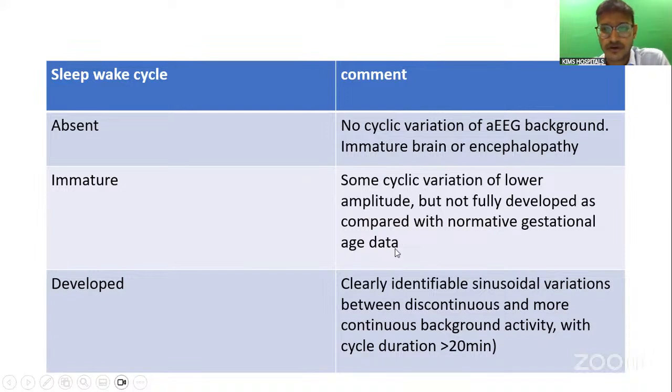Immature is seen in moderate and very preterm neonates, and during mild encephalopathy as well, we can see immature sleep-wake cycle. Sleep-wake cycle is developed when there is clearly identifiable sinusoidal variation between discontinuous and more continuous background activity. So, in a healthy term neonate, a complete, well-developed sleep-wake cycle with good sinusoidal variations can be seen. So, this is the second parameter of interpretation of amplitude EEG.